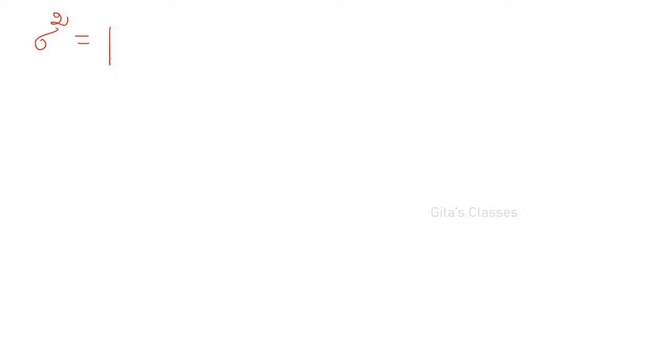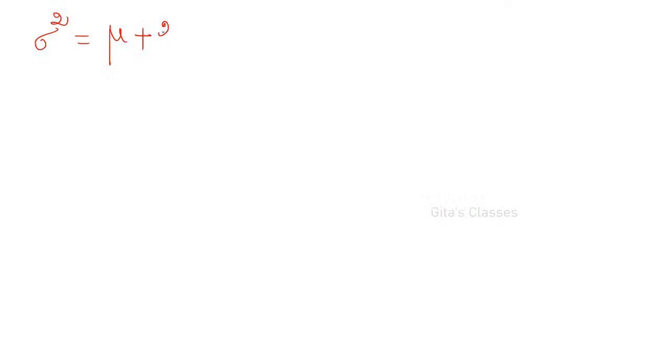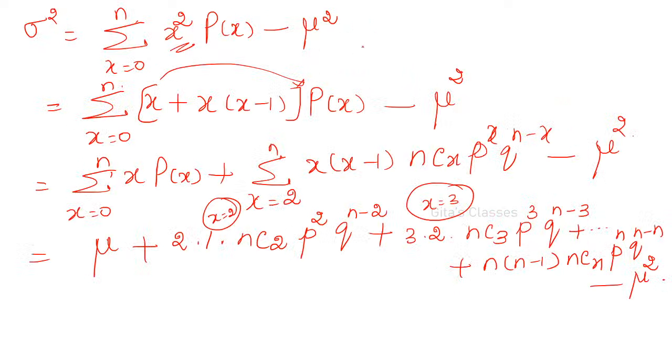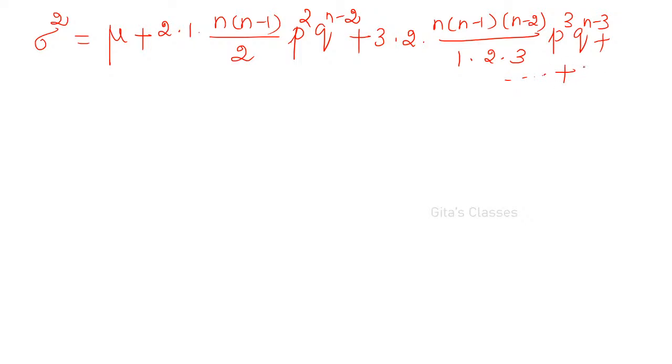We are finding the variance sigma squared. So the first term is mu plus, what is common in all these terms? I'll expand this again. 2 into 1 into nC2, so n into n minus 1 divided by 2 into p squared into q power n minus 2, plus, what is the next term? 3 into 2 into nC3, so n into n minus 1 into n minus 2 divided by 1 into 2 into 3 into p cube into q power n minus 3, plus etc. The last term will be n into n minus 1 into p power n, minus mu square.